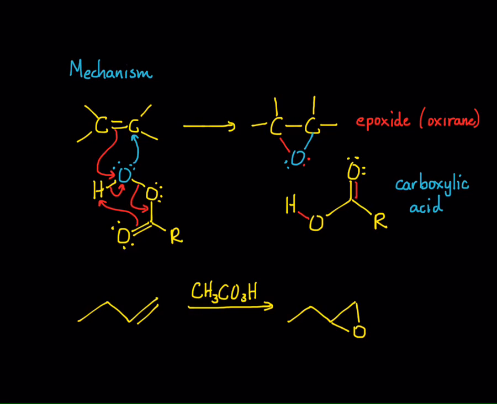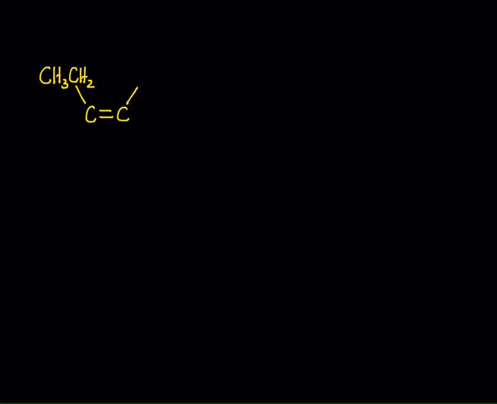Obviously, we get acetic acid as a byproduct, but we typically don't draw acetic acid as a byproduct because the focus is on the functional group transformation. An alkene is going to an epoxide or an oxirane. Okay? All right, so a couple other variations of this reaction.